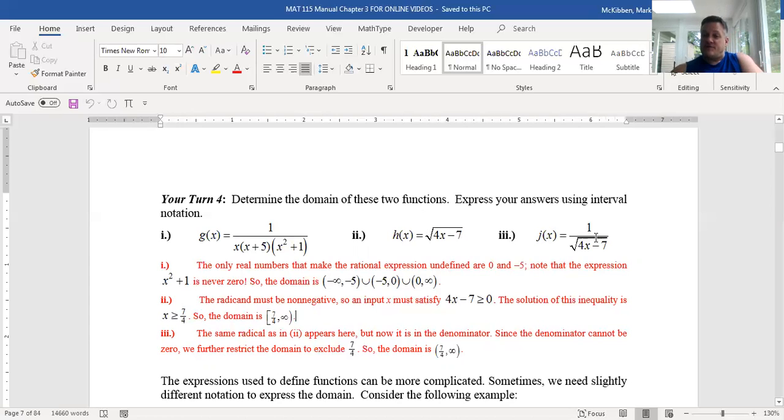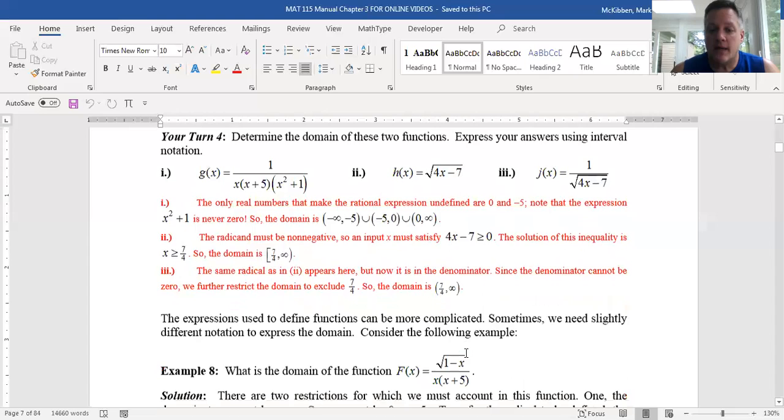And j of x is very similar to h, but now I'm dividing by this radical instead of just having it in a numerator. So we have an additional restriction, namely that the radical itself cannot be 0. Not only does the radicand have to be non-negative, I cannot put the x value in there that makes it 0 because the square root of 0 is 0, and I can't divide by 0. So here, the only extra restriction over part 2 is I have to now throw out 7/4, and so now I get this open right-hand ray.